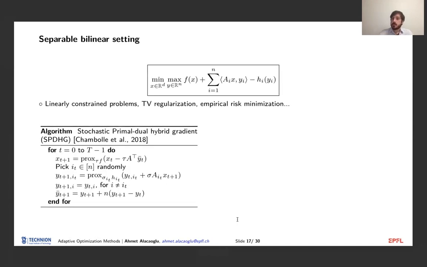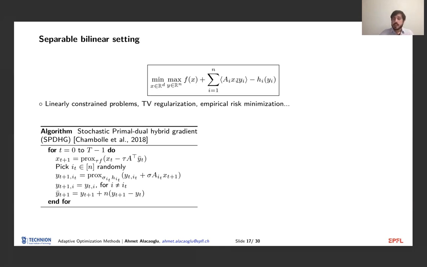When we look at the more structured setting of this bilinear problem, we can actually have a separable problem, meaning that the bilinear term is already separable. If we also have the dual function, the h function, to be separable, then we can do more things. Essentially, the problems that I have mentioned for this template also satisfy the separable setting: linearly constrained problems, TV regularized problems, or most regularized empirical risk minimization problems that we use in practice. They are separable in the dual, so they will also fit into this problem template.